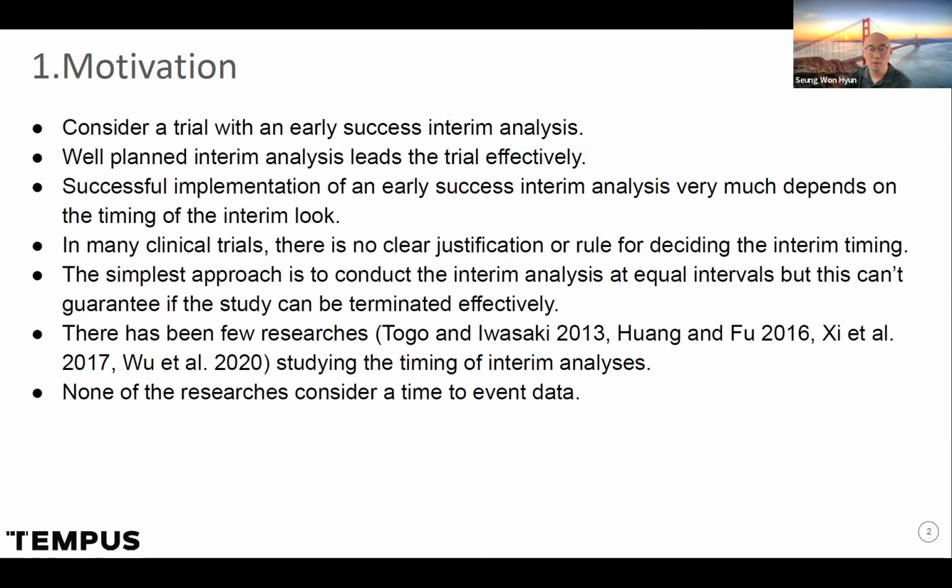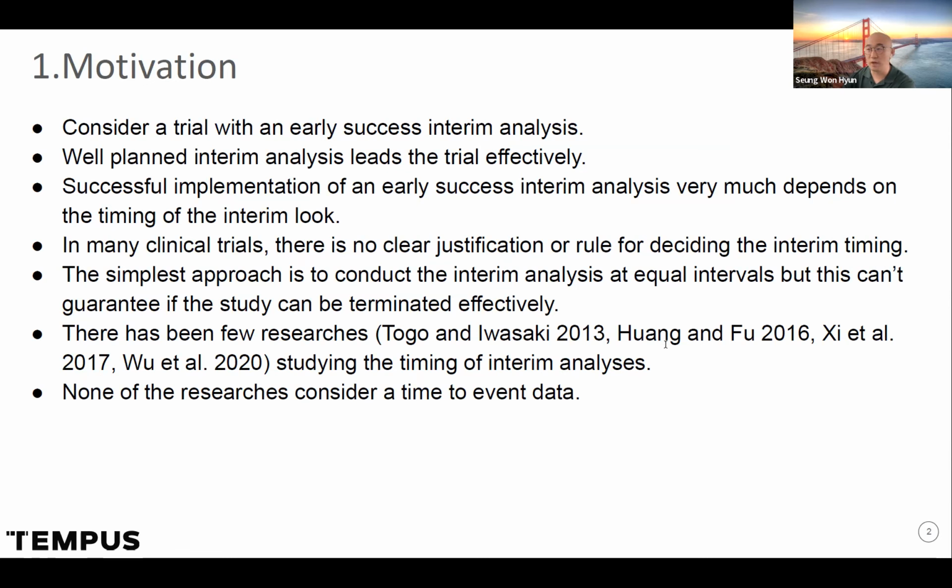Successful implementation of an early success interim analysis very much depends on the timing of the interim look and the amount of data accumulated. If we do the interim analysis too early to save more cost, then we may not have enough information to do the analysis. And if we wait too long to accumulate enough information, then we may not save very much in cost. Thus, the timing of an interim analysis is very crucial.